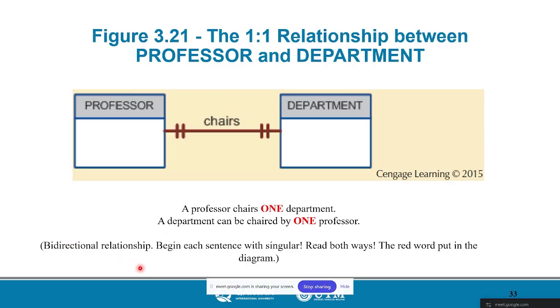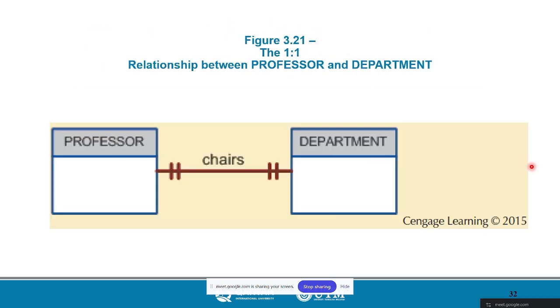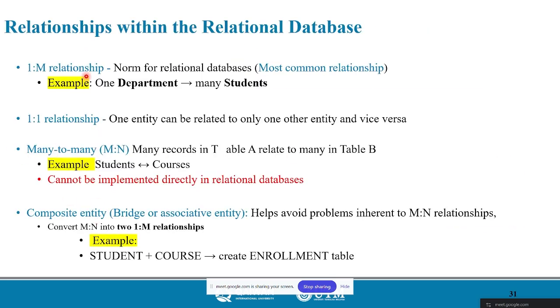Now, the bidirectional relationship: begin each sentence with singular, read both ways, and the red words are put in the diagram. What do we mean? We mean that the professor chairs one department, and one department can be chaired by one professor. So it is bidirectional. We can read it in both ways. Now, this was the one-to-one relationship.